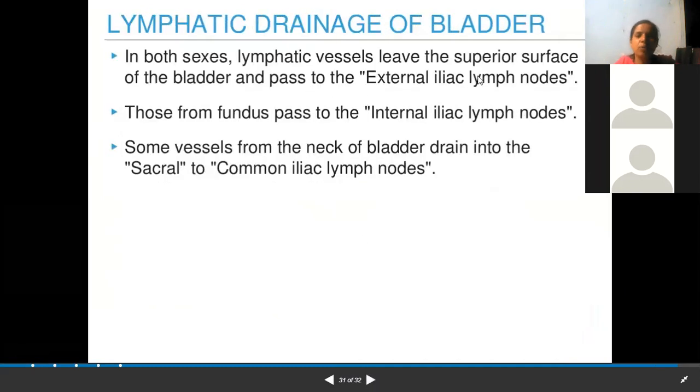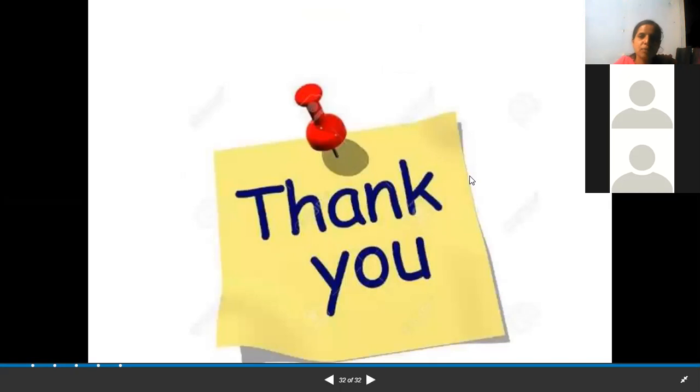Lymphatic drainage: you have to remember where the lymph nodes are. From the superior surface of the bladder, it drains into the external iliac nodes. Then from the fundus, the internal iliac. From the neck of the bladder, the common iliac group of lymph nodes. External iliac, internal iliac, common iliac, these words you remember. So that is all about the urinary bladder.